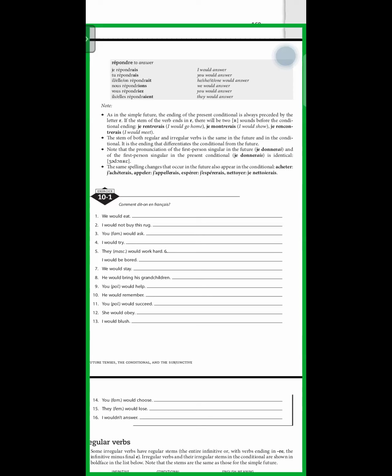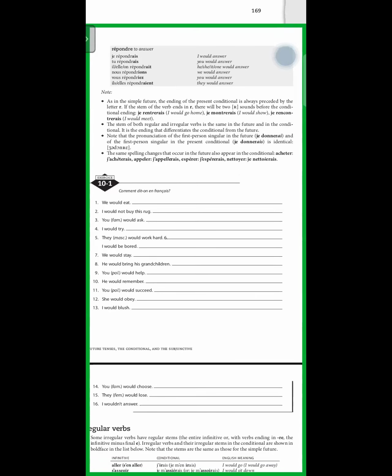He would remember. What is the verb to remember? That's rappeler. But that's reflexive, exactly. So se rappeler. Il se rappellerait. So that is basically how this verb is conjugated.